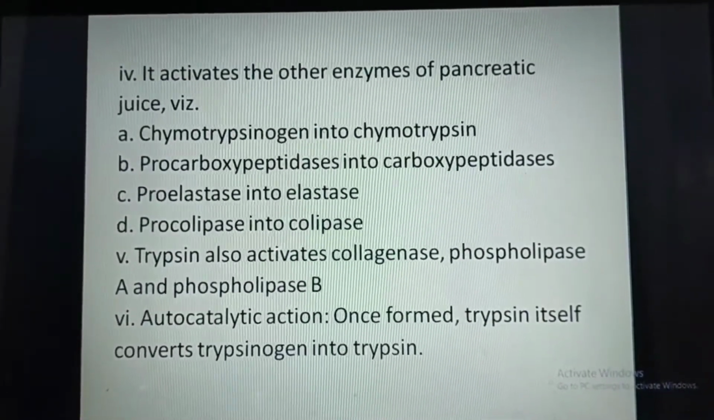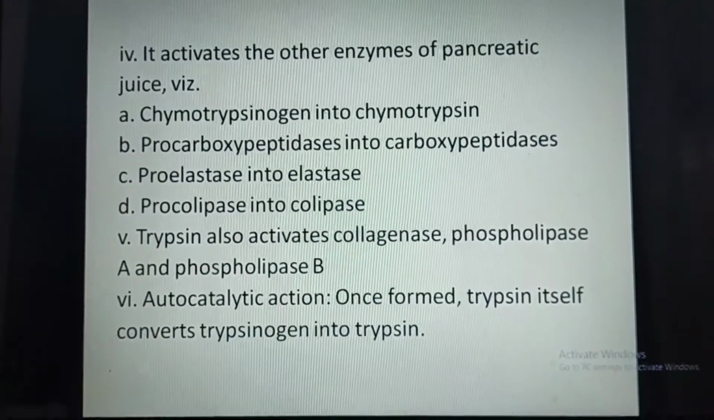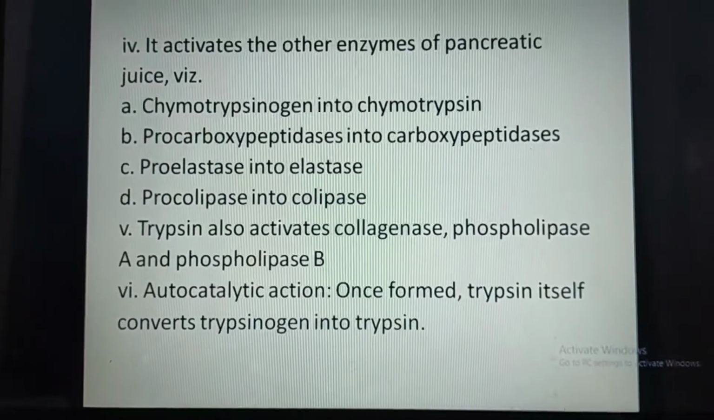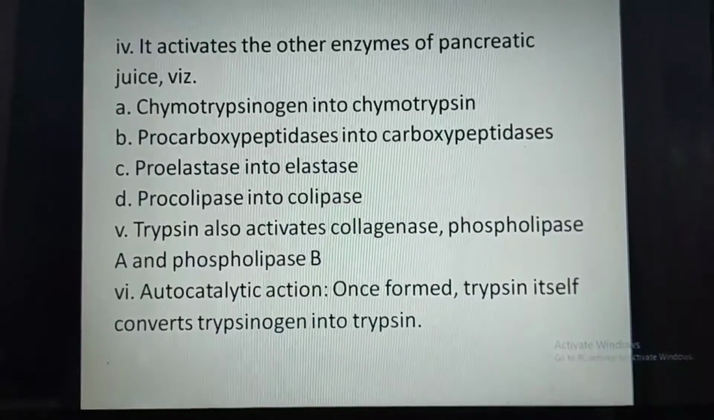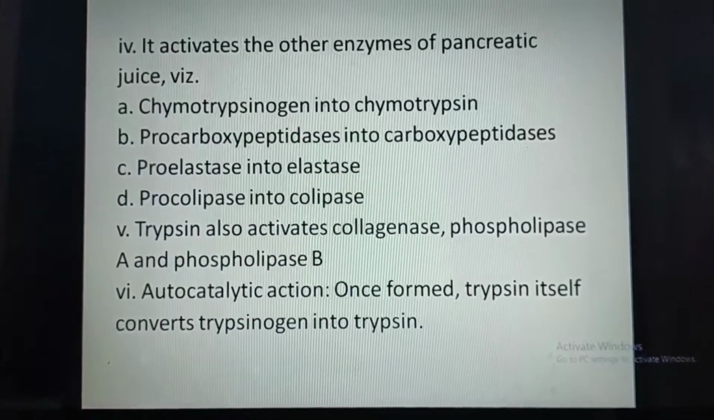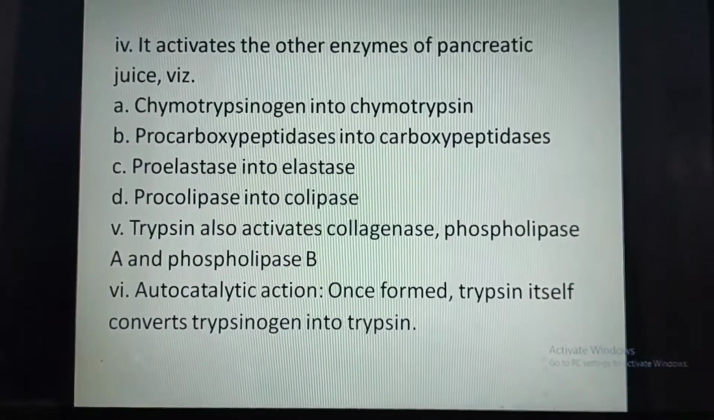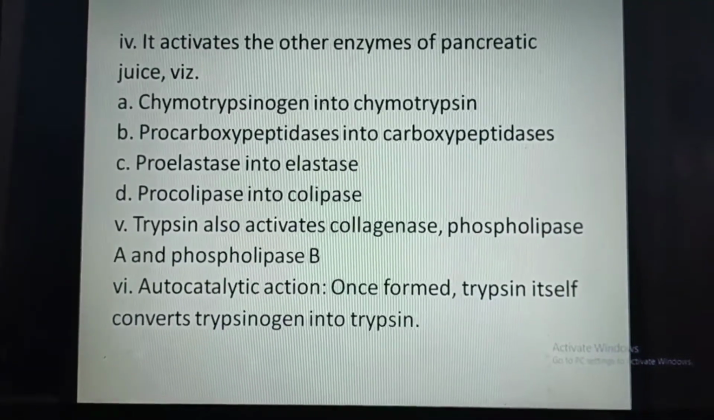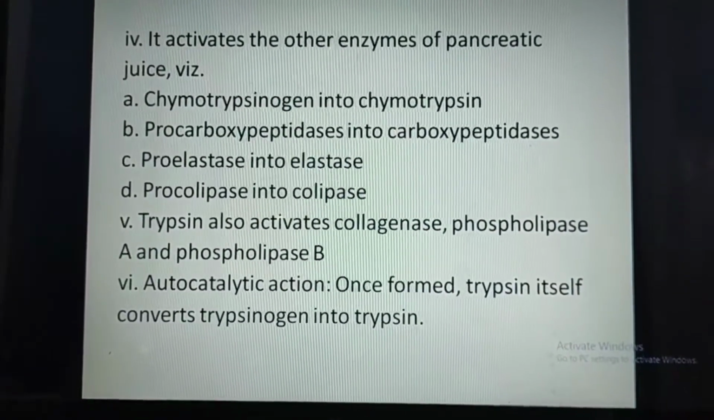For example, chymotrypsinogen into chymotrypsin, procarboxypeptidases into carboxypeptidases, proelastase into elastase, procolipase into colipase. Trypsin also activates procollagenase, phospholipase A and phospholipase B. An autocatalytic action. Once formed, trypsin itself converts trypsinogen into trypsin.